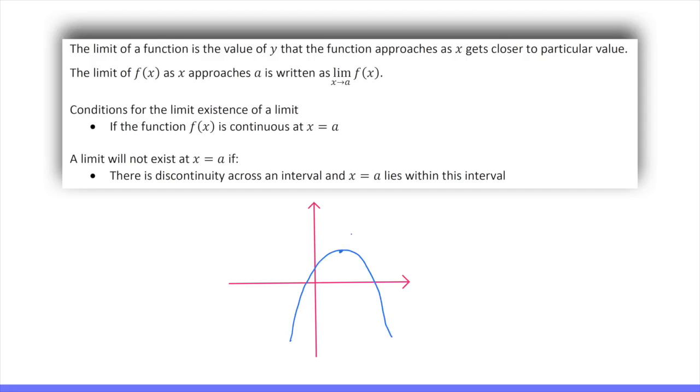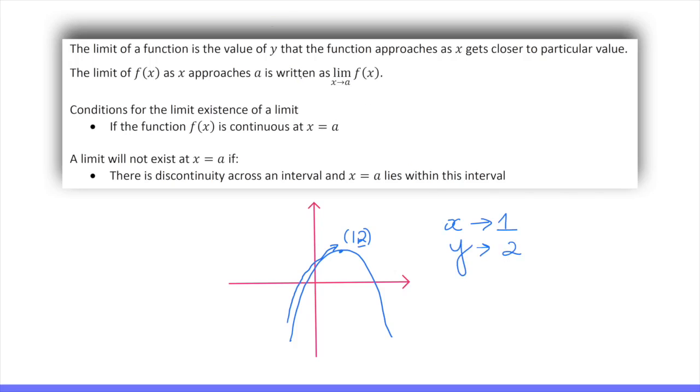So say I have a quadratic and its turning point is at 1 and 2. What if I say, what is the value of the function or the graph as x approaches 1? That means as the graph is getting closer and closer to the value of 1, what is the corresponding y value that it is approaching? And it is clear that that corresponding y value is 2.